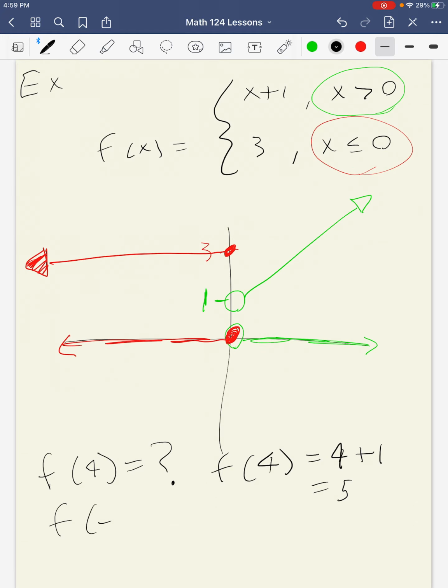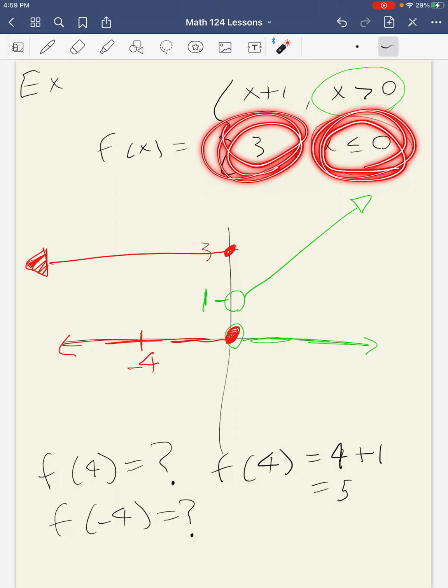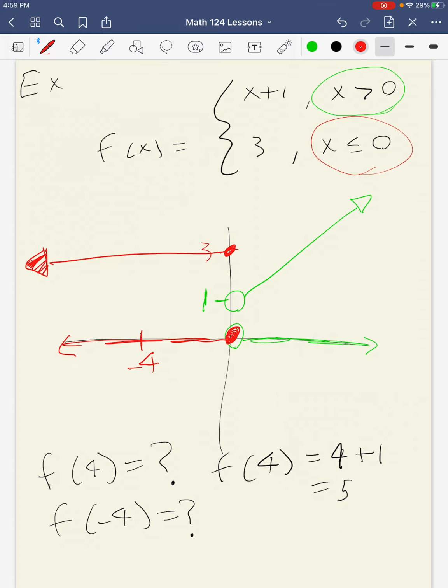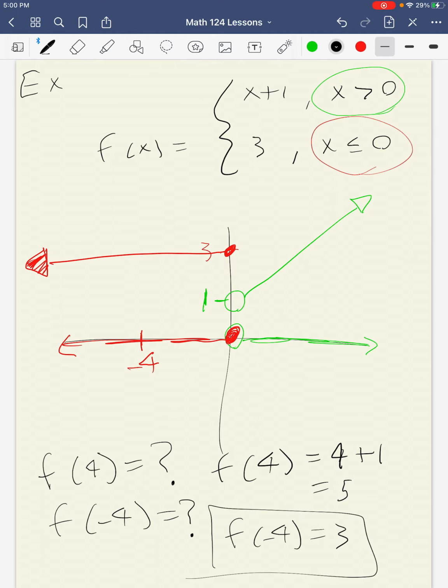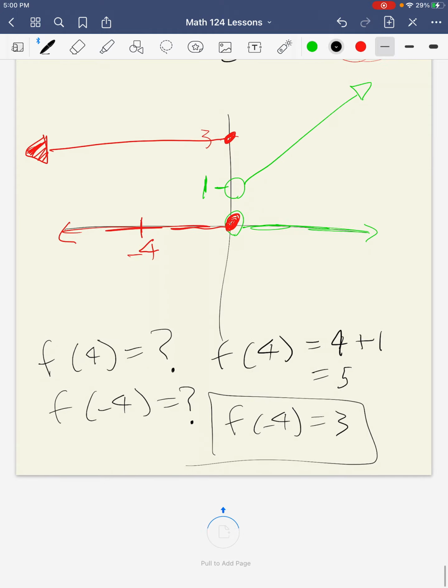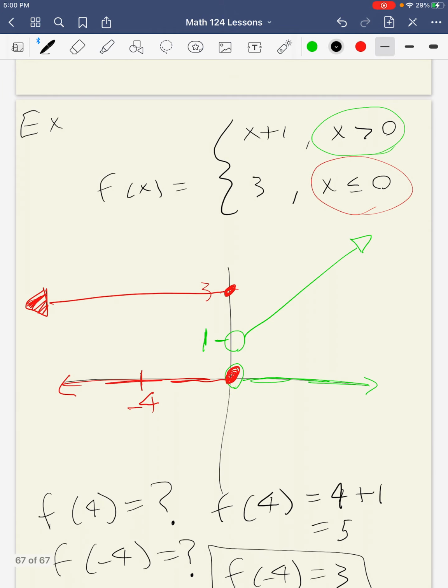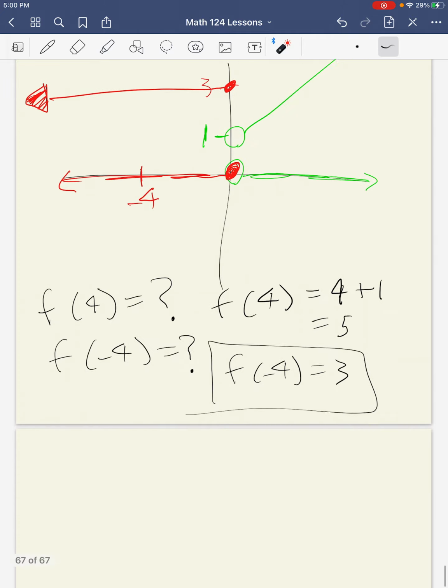Okay, what about f of negative 4? What is f of negative 4? Well, first we have to think, where is negative 4? Negative 4 is here in the red piece. So since negative 4 belongs to this piece, we have to plug into the corresponding function. Well, there's nowhere to plug in the 4 here. It's just the constant function 3, so the only thing we can do here is f of negative 4 is 3. There was nowhere to plug in the negative 4. We just get the constant function 3. So plugging in is pretty easy. You just have to be careful about which function you plug into.